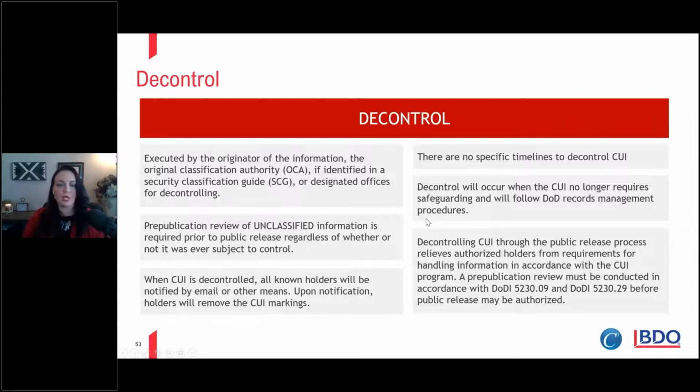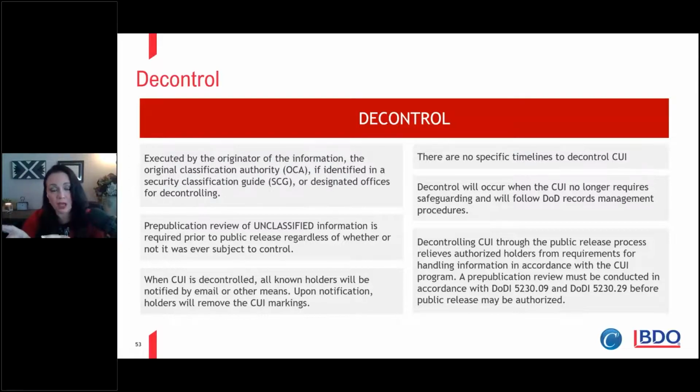So decontrol. This is when we take the controlled CUI document and bring it back down to an unclassified and potentially publicly releasable format. Not necessarily publicly releasable, but at least decontrolling it down to a lower threshold. It must be executed by the data originator or the original classification authority. So the person who originally stamped it is the only person or entity who can authorize a decontrol. You have to have that person or the position.